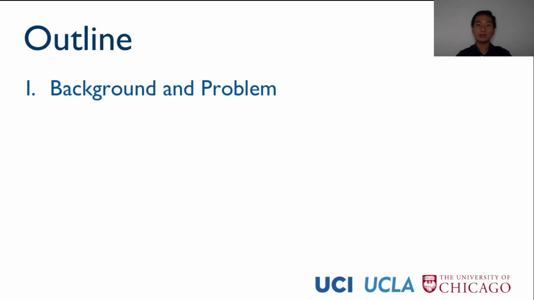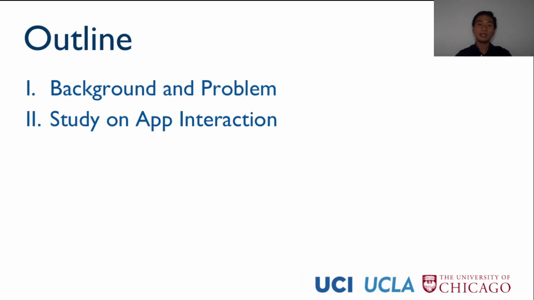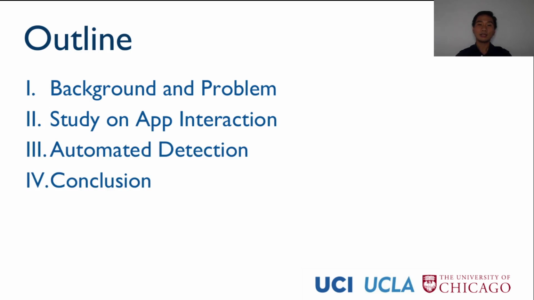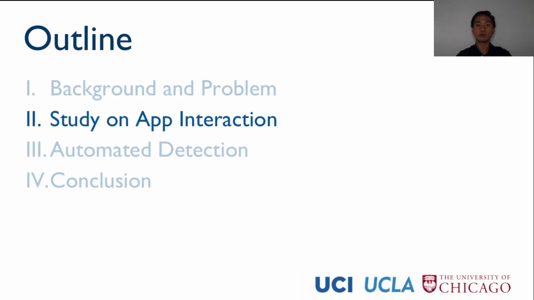Now I will present to you our study on app interaction. In our work, we found that we can observe app interactions in the smallest group, namely a pair of apps. We defined 5 research questions to guide the study. Then we use the insights we gained from the study to build an automated detection tool. Finally, I will conclude this presentation, and now let's look closer into our work.